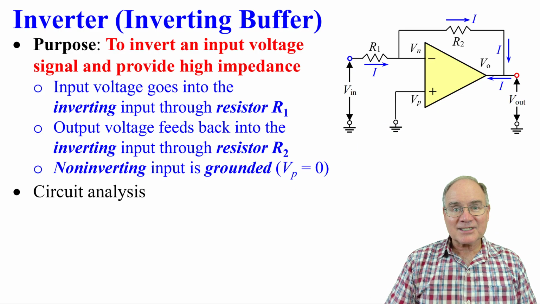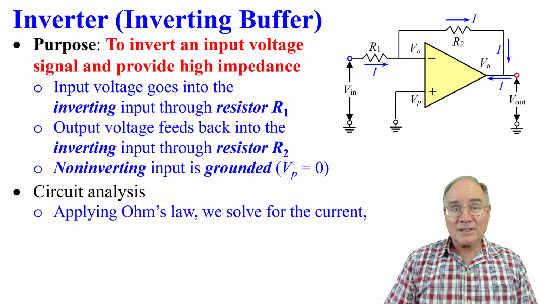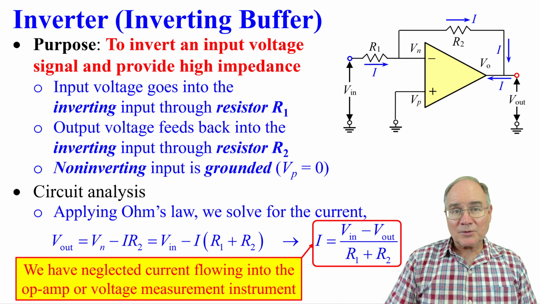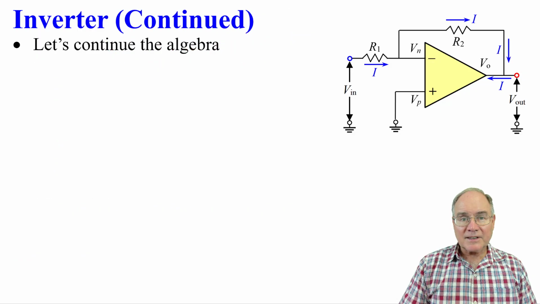Here's our circuit analysis. First, we apply Ohm's law and solve for the current. Vo is Vn minus IR2, and Vin minus IR1 minus IR2 is also Vo or Vout. Thus we can solve for the current I, where again we've neglected any current flowing into the op-amp input or into Vout. Let's continue the algebra.